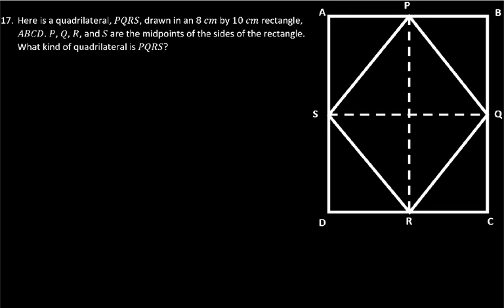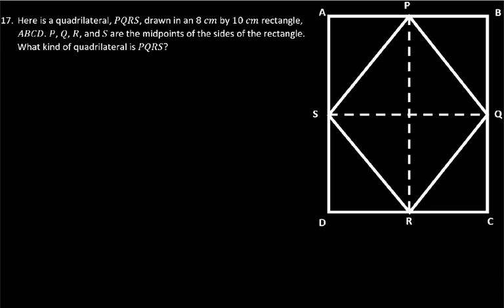We have quadrilateral PQRS drawn in an 8 centimeter by 10 centimeter rectangle ABCD. So here's our rectangle ABCD, and here is PQRS. That's a quadrilateral. S, P, Q, and R, those are all midpoints of each side. So R is the midpoint of side DC, and so on. What kind of quadrilateral is PQRS?